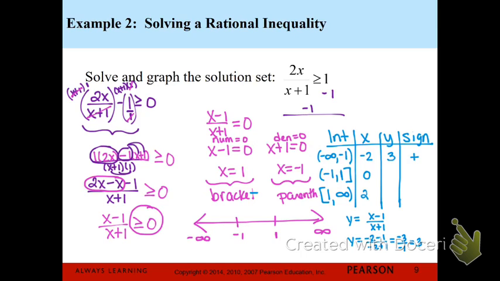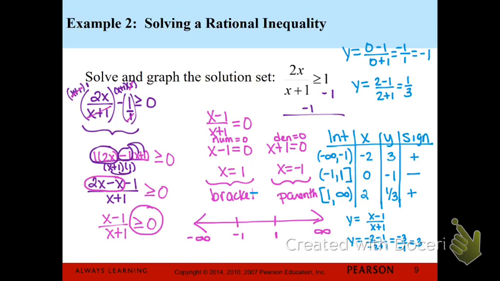I'm out of room there, so I'm going to come up here to the top. So I'm going to plug in 0. So negative 1 over positive 1, which is negative 1, which is negative. And then plug in positive 2. Good, 1 over 3, which is positive.